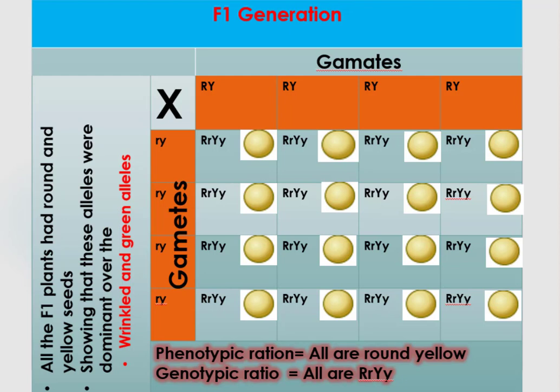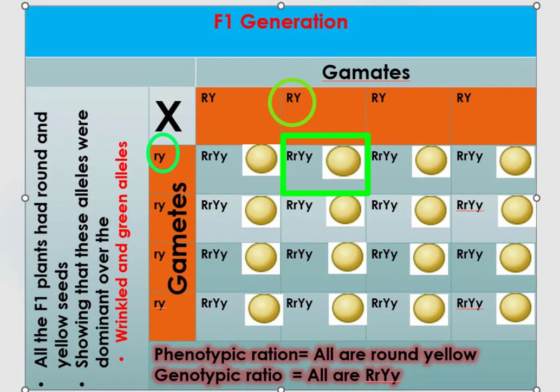Let us see the cross. When gamete capital R capital Y randomly fused with gamete small r small y, it produced offspring capital R small r capital Y small y.